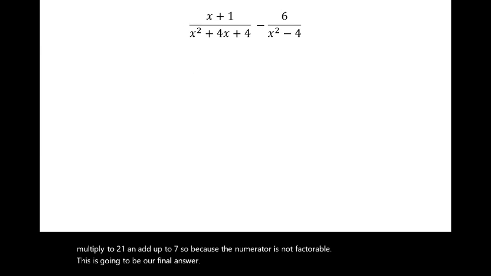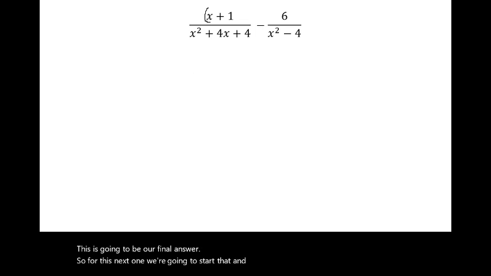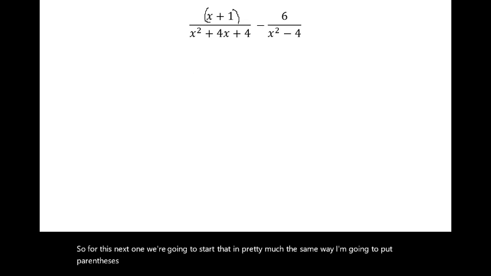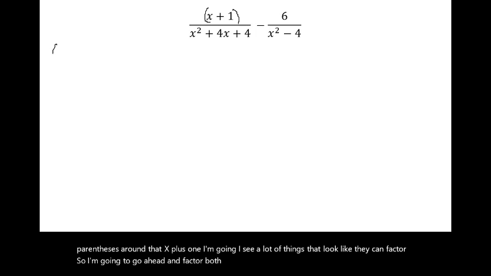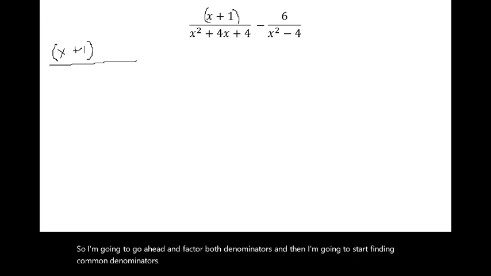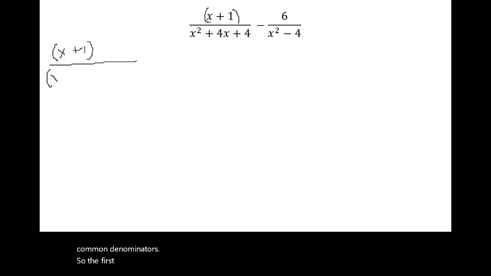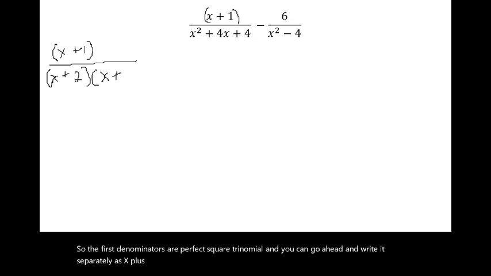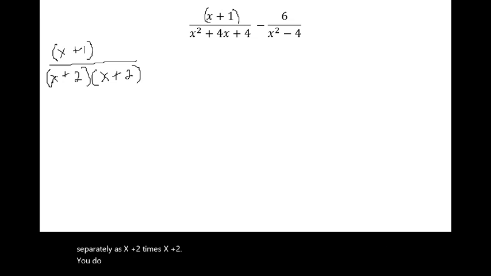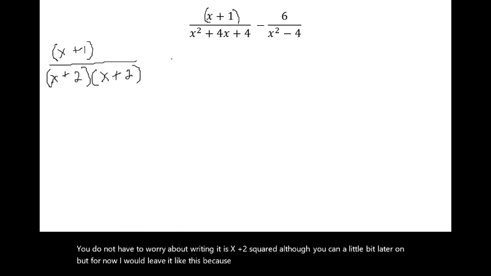So for this next one, we're going to start that in pretty much the same way. I'm going to put parentheses around that x plus 1. I see a lot of things that look like they can factor, so I'm going to go ahead and factor both denominators, and then I'm going to start finding common denominators. So the first denominator is a perfect square trinomial, and you can go ahead and write it separately as x plus 2 times x plus 2. You do not have to worry about writing it as x plus 2 squared, although you can a little bit later on. But for now, I would leave it like this because we're focusing on common denominators for right now.